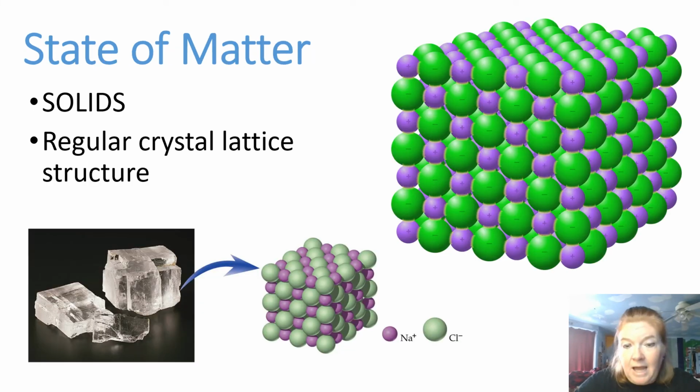States of matter. Well, ionic compounds or salts are solids. They have a regular crystal lattice structure. So all of the ions are bonded to each other. So we have a positive sodium and a negative chlorine bonded to each other, but then there's all kinds of sodiums around all kinds of chlorine, so they are kind of connecting to each other.